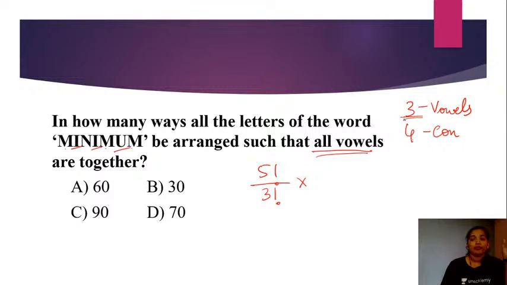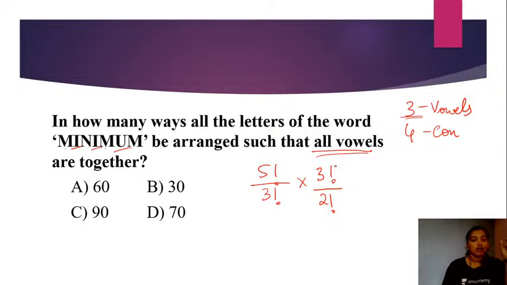Now, we have considered the 3 vowels as an entity. So in how many ways can we arrange these 3 vowels? This could be arranged in 3 factorial ways. Now in this, the letter I is repeated 2 times, right? So this would be 3 factorial divided by 2 factorial in this case.